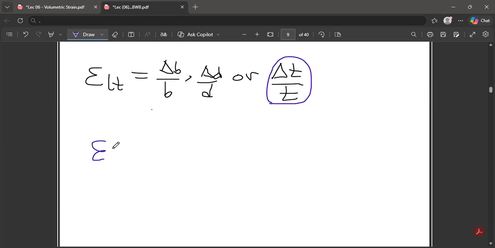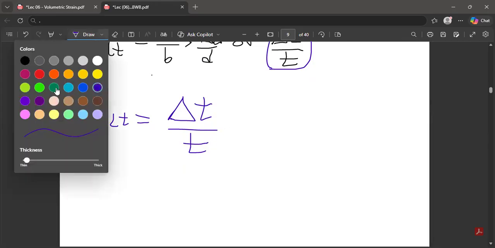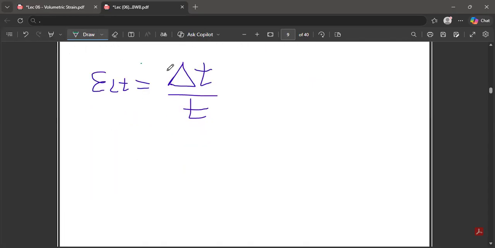Okay. So finally, we are saying that our lateral strain is equal to the change in thickness over the original thickness. So from here, we are just going to do cross multiplication to get our change in thickness of the bar. If you do cross multiplication, this guy is going to multiply this guy. So our change in T, or the change in thickness, is now going to be equal to the lateral strain times the thickness of the bar itself.